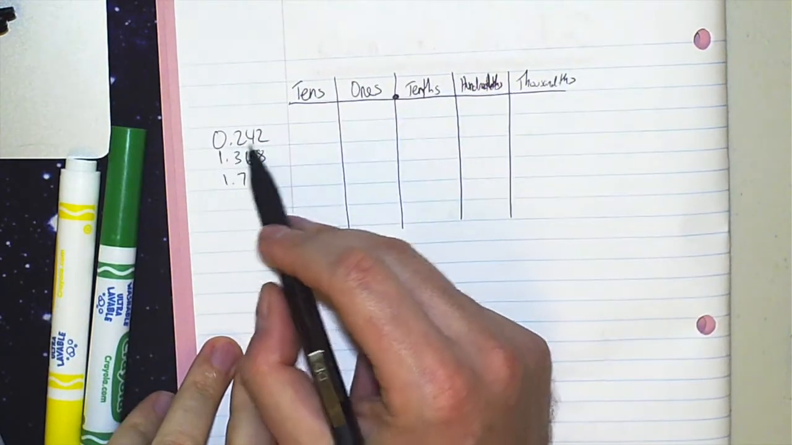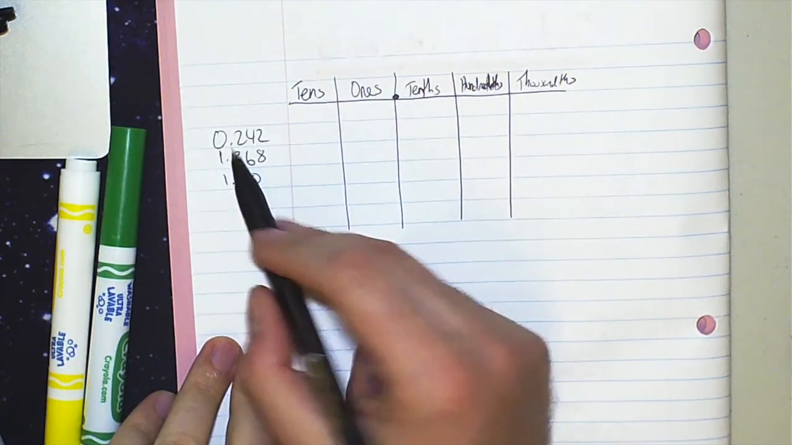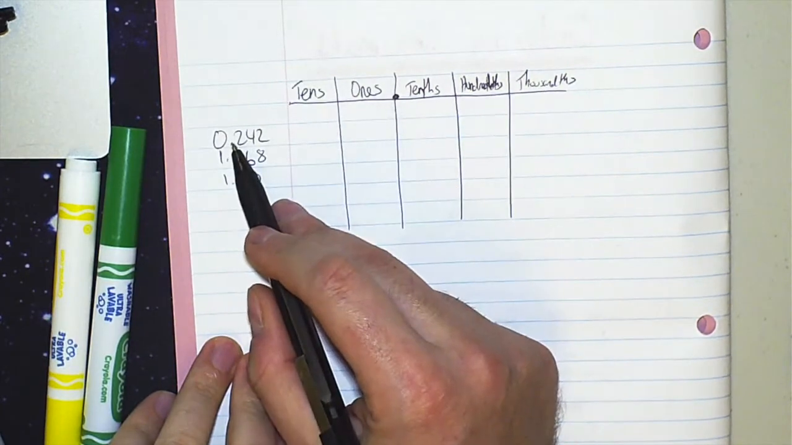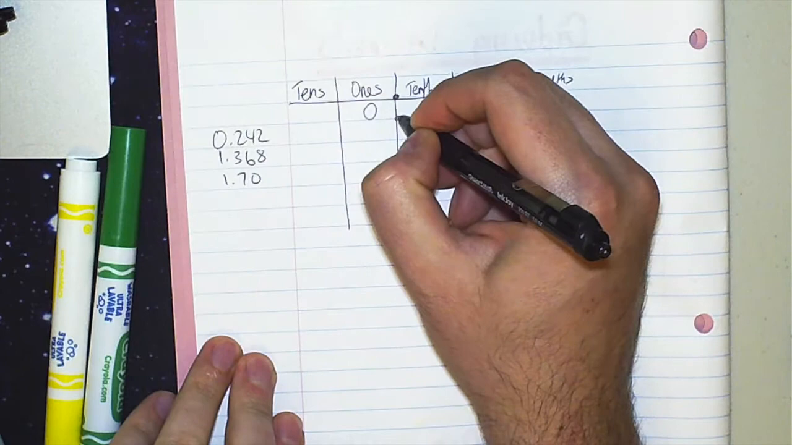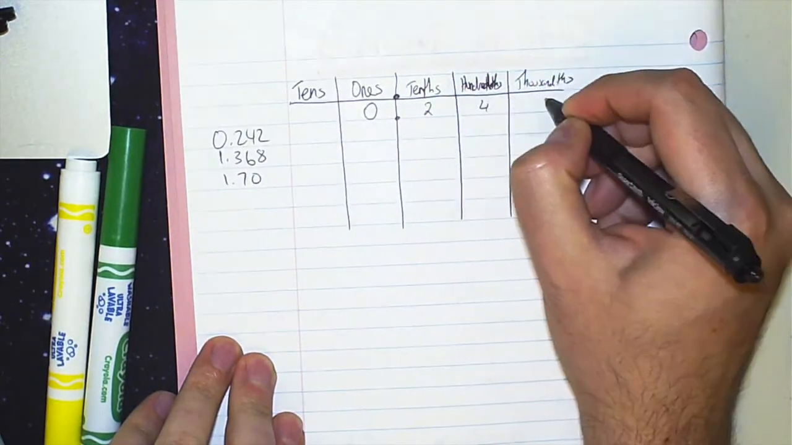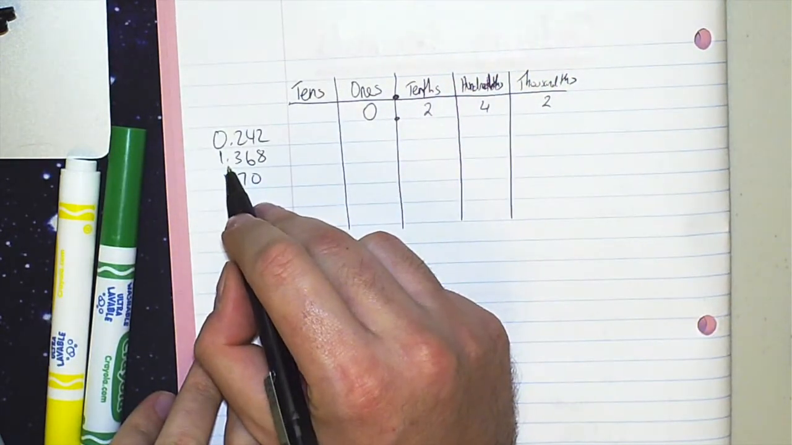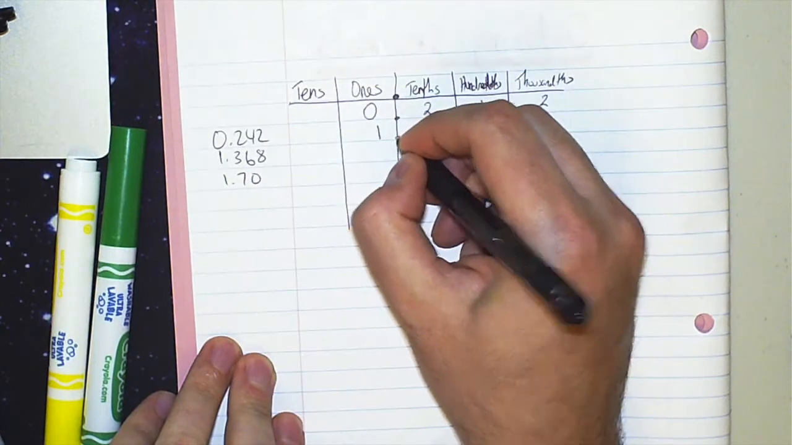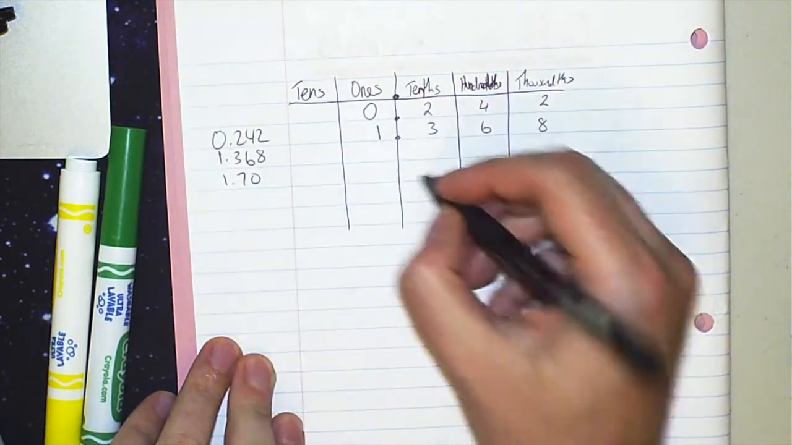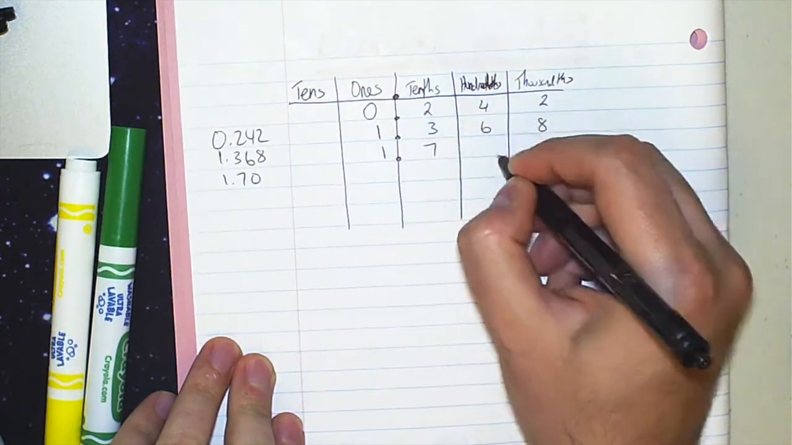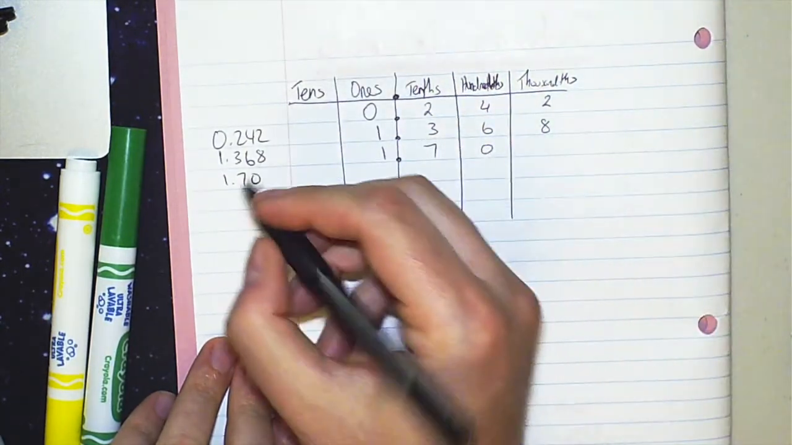Here's some examples we can look at with a chart. If you're going to put this in here, locate the decimal. The decimal is here. The decimal is here. So we know this is 0.242. Here's a decimal again. 1.368. Here's another one. 1.70.